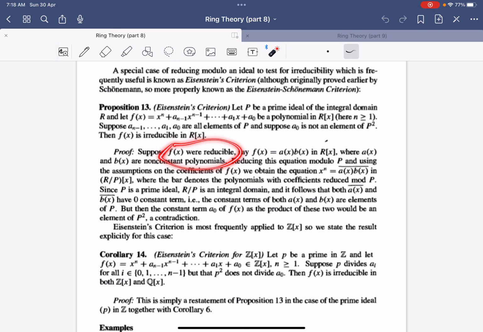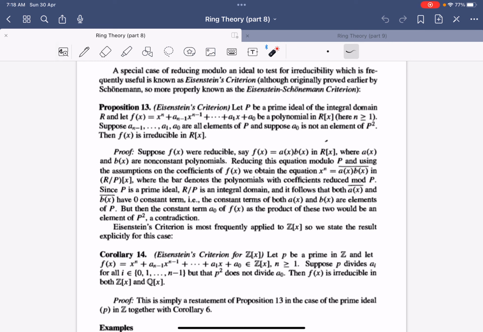So we suppose that f(x) is reducible, then it can be broken down into factors. Then we reduce the equation modulo P. And by the assumptions on the coefficients, all these will be cancelled out very fast because they are elements of P. So you are left with x^n equals some factor in this quotient ring, and because P is a prime ideal, R divided by P will be an integral domain as well.